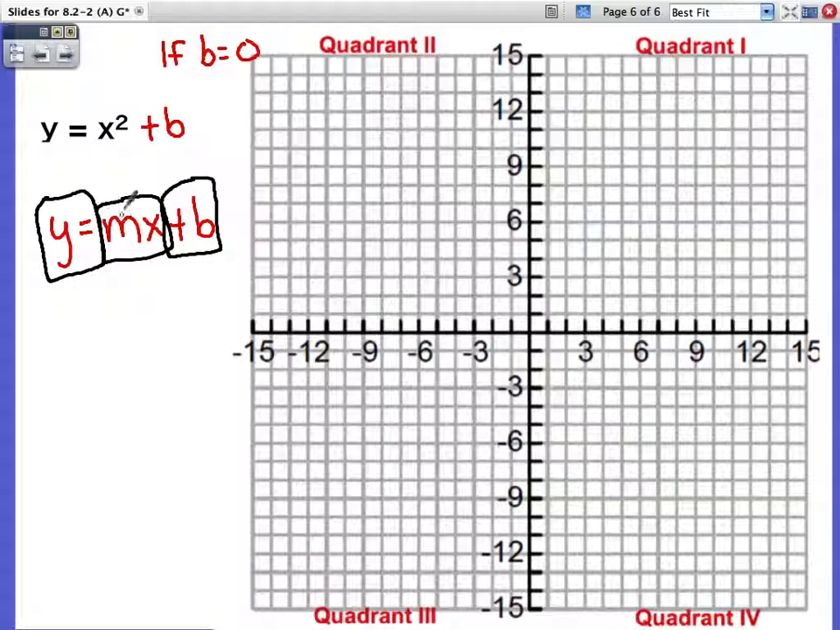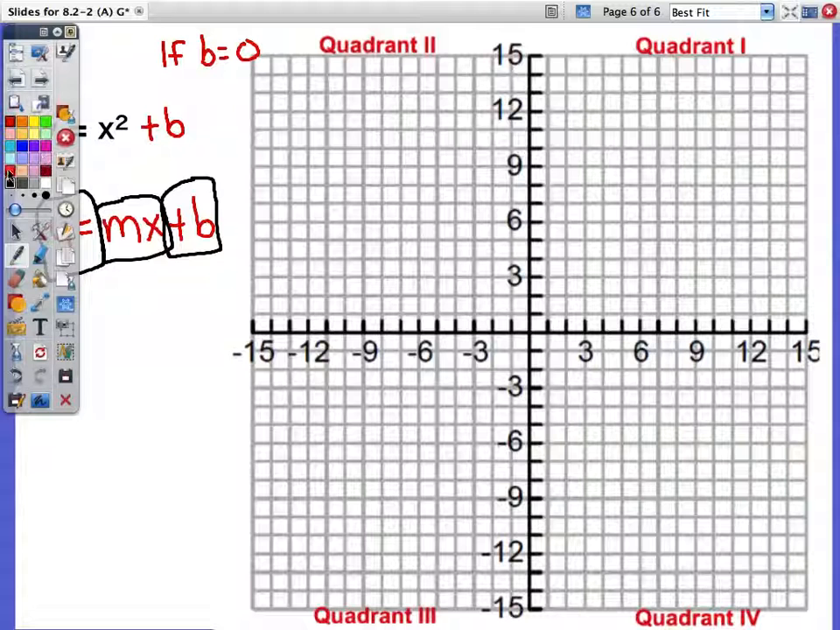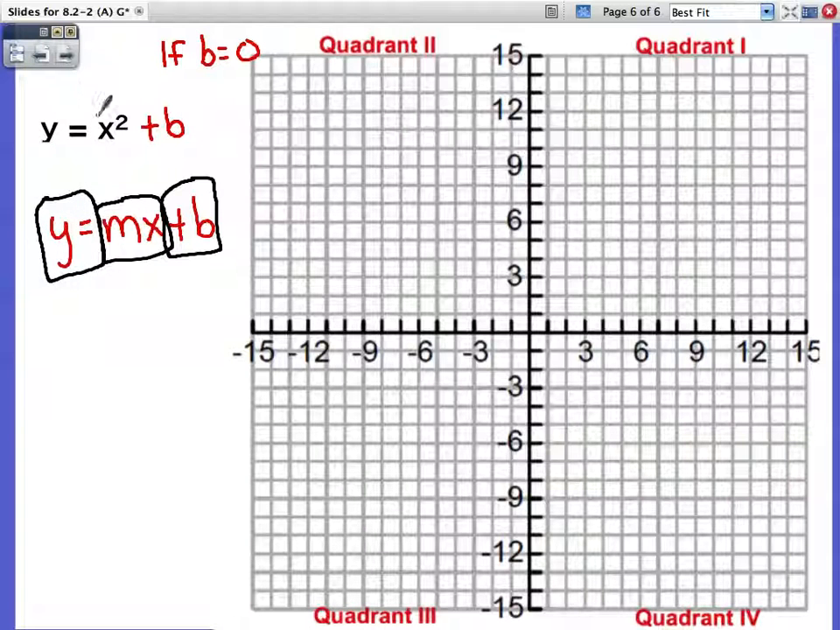Well, if m was 1, then I guess you could put a 1 here and it wouldn't change anything.